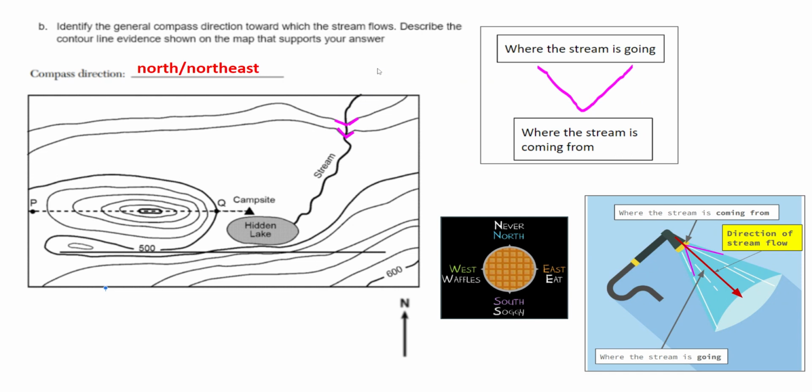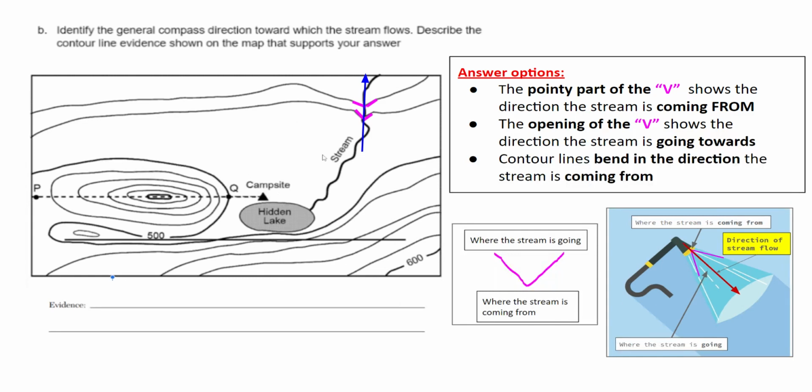Okay. Next, I want the evidence of the contour line to show which way the stream is going. In this case, your answer options are the pointy part of the V is where the stream is coming from, the opening of the V is where it's going towards, and the contour lines bend in the direction that the stream is coming from. Choose any of these options.